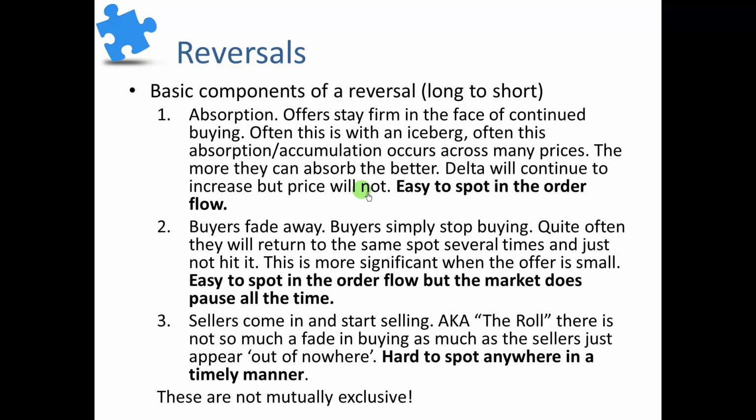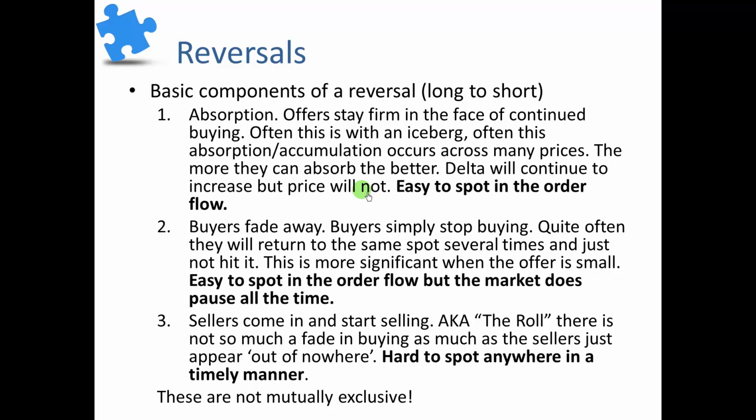Now, the third element of reversal is sellers coming in force and the market rolling over. This is where you don't so much see buyers fading away as just getting to a level and suddenly sellers start hitting it aggressively with size. Many times this is going to be after the absorption and the buyers fading, but other times it's going to come out of the blue with no warning. You'll most likely see sell market orders in total to be between 2 to 3 times the amount of buy market orders when this happens. So you will see an irregular or excessive amount of selling compared to the buying.